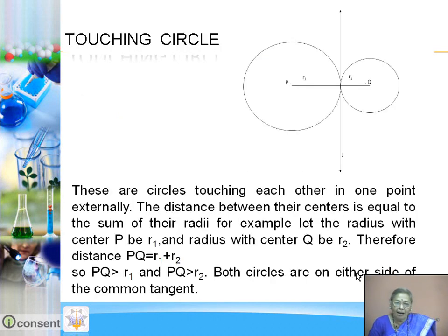These circles are a little different than the previous ones. These circles are touching circles. Two circles touch each other from outside. There is a common tangent between them. The centers of the circles are P and Q. The radius of the circle with center P is R1 and the radius of the circle with center Q is R2.